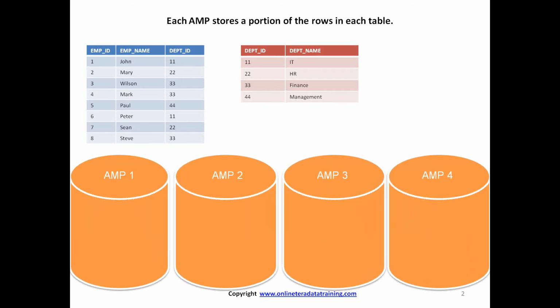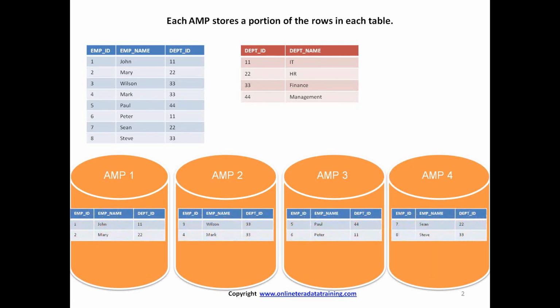Suppose we have a 4 AMP system attached to our Teradata: AMP1, AMP2, AMP3 and AMP4. And we know that equal distribution is important in Teradata. So what exactly do we mean by this equal distribution? As you can see in the diagram here, the employee table having 8 rows will be split across these 4 AMPs, and each AMP contains only 2 rows of the employee table. So AMP1 contains rows 1, 2, AMP2 contains rows 3, 4. Similarly, it goes on to all the AMPs.